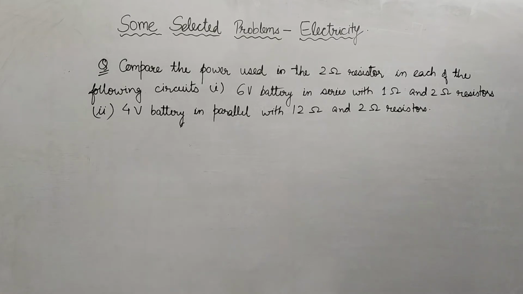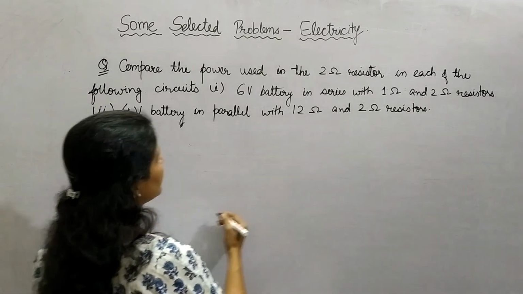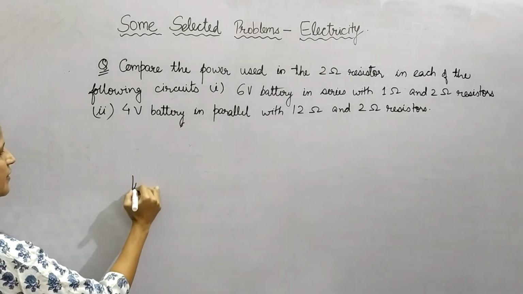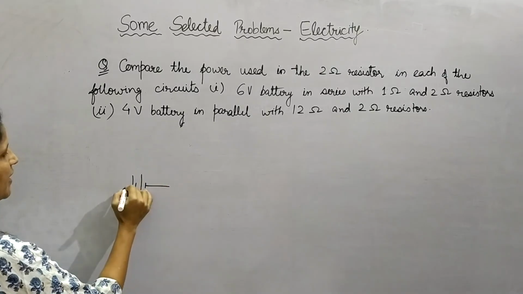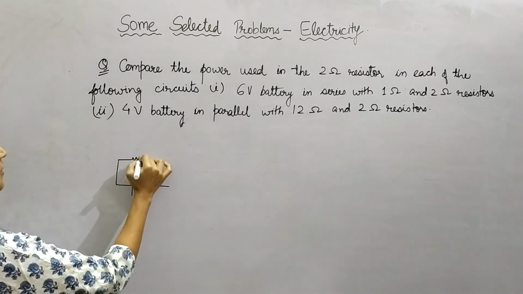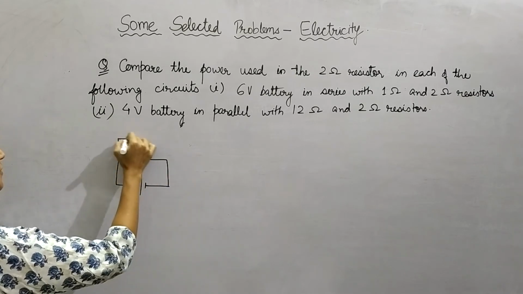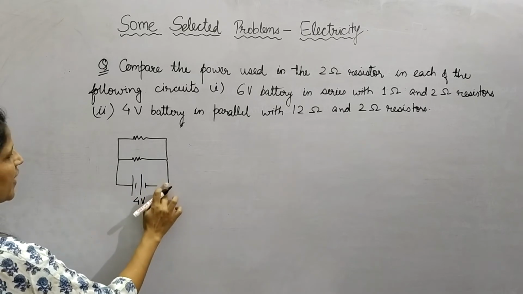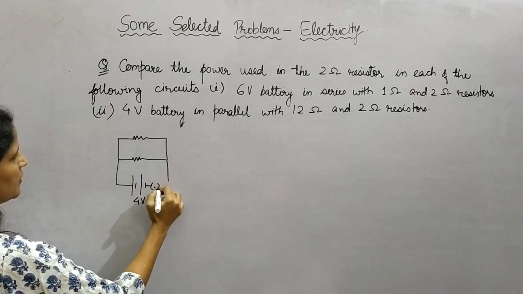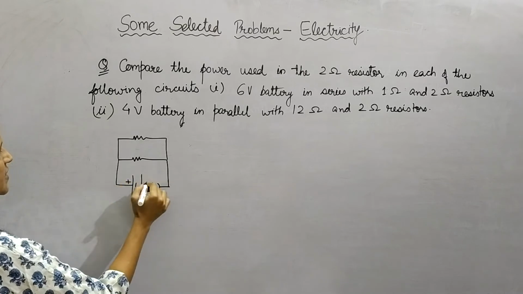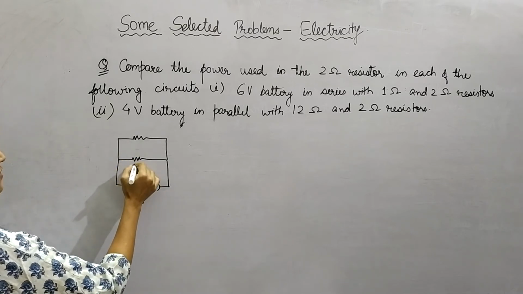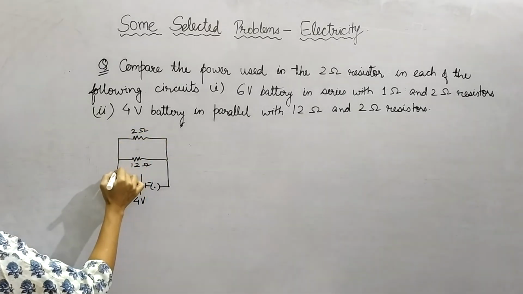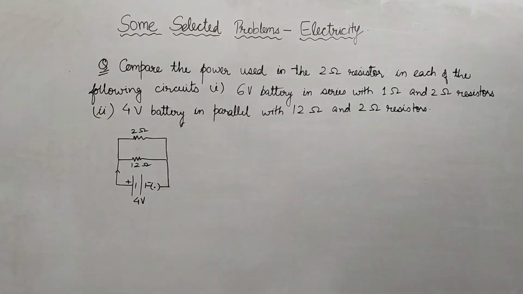Now the second combination. The second combination says that there is a 4 volt battery in parallel with 12 ohm and 2 ohm resistor. So there are 2 resistors connected in parallel with a 4 volt battery. We can provide a switch here. This is positive and negative of the battery. Suppose this resistance is 12 ohm and this one is 2 ohm. You can place it in any order. So this is the condition given here.